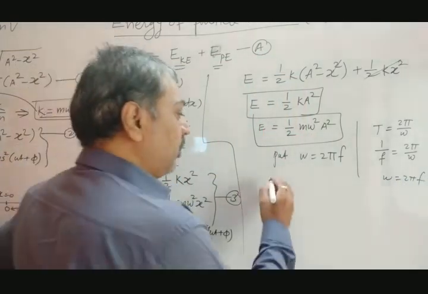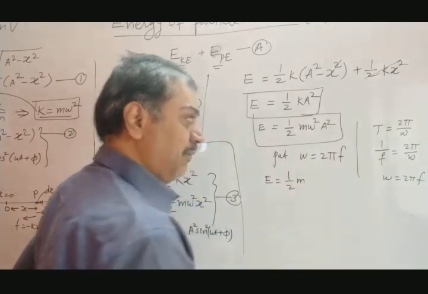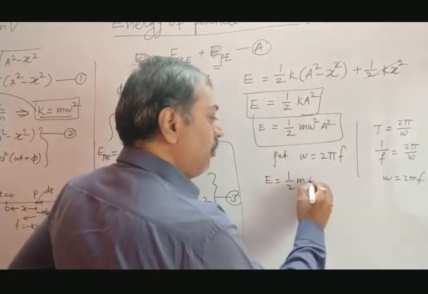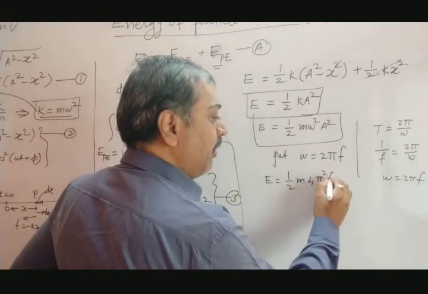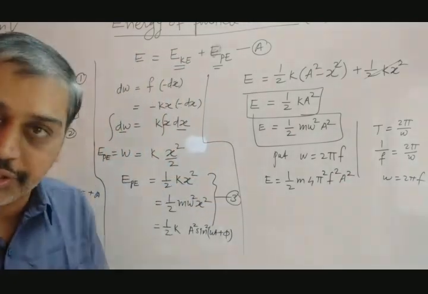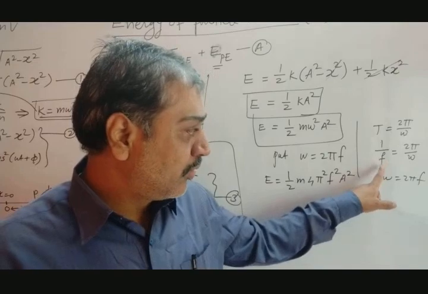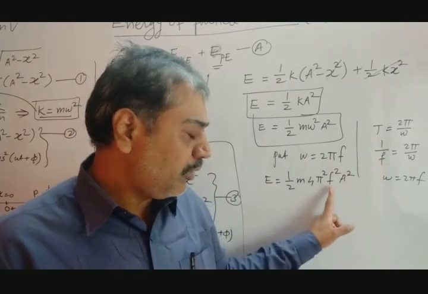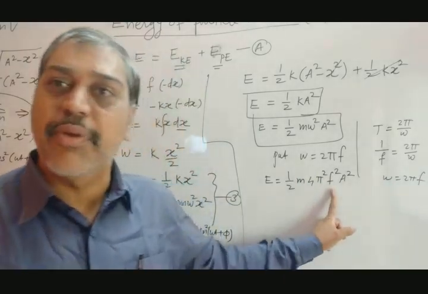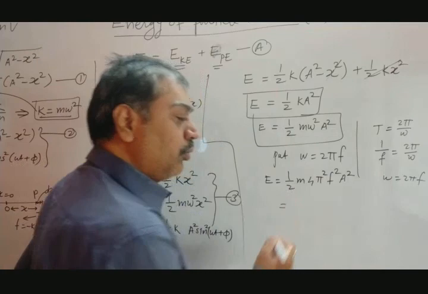And rewrite the equation. You can write E equal to 1 by 2 m as it is. Omega square means what? 2 pi f square. It is 4 pi square f square A square. So this would be the equation. Again, if you put the value of frequency here, frequency is the reciprocal of time, you can rewrite the equation as this. 4 2s are 2.